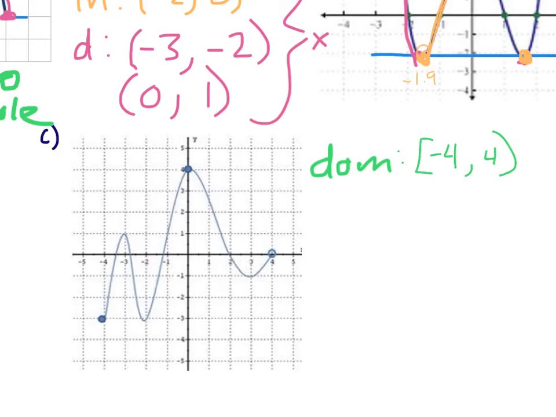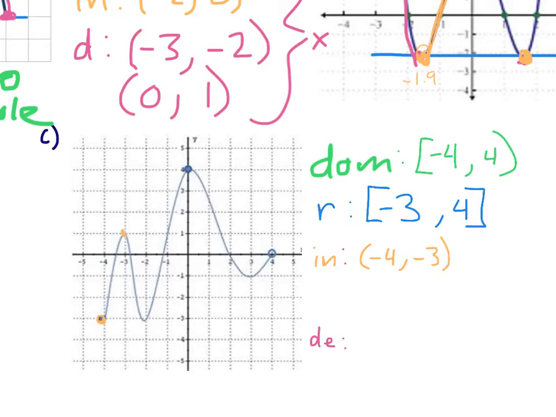Next we have our range. We start at our lowest y value, which is -3. And then we go to our highest y value, which is 4. We don't have any open circles there, so we put brackets on both. Now we look at the intervals of increasing and intervals of decreasing. So I'm just going to start all the way from the left and take it one interval at a time. So we're increasing when x is -4 to when x is -3.